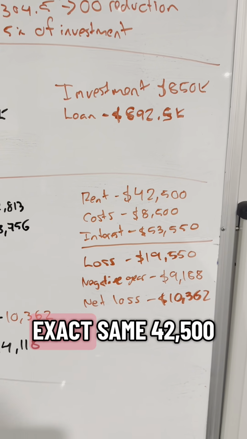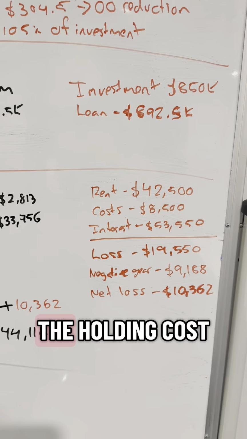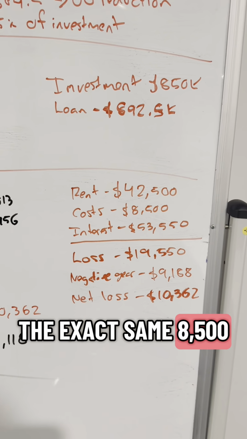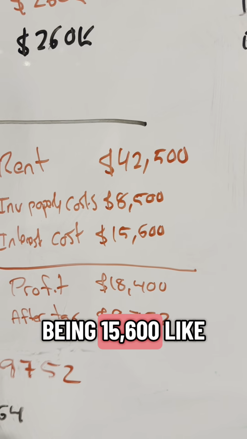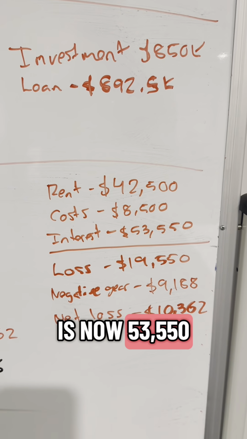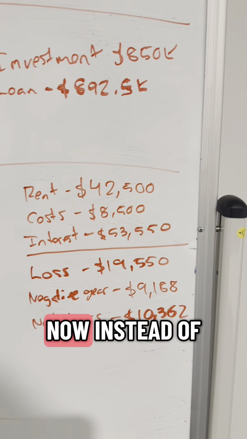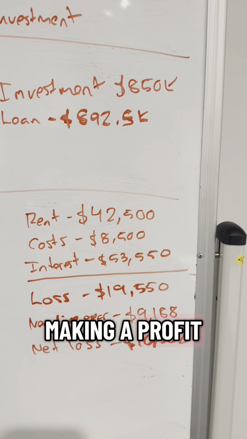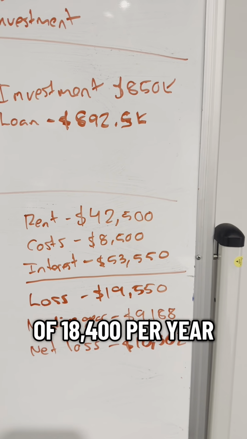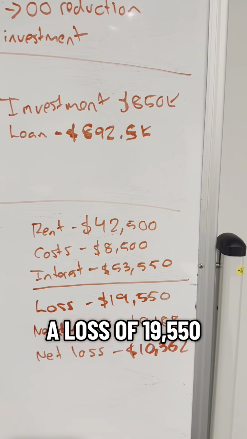Now, the rental return is the exact same, $42,500. The holding cost is the exact same, $8,500. But the interest cost, instead of being $15,600 like it was before, is now $53,550. The reason for that is because the entire purchase price, including the stamp duty, is borrowed, which means the entire amount is tax deductible. Now, instead of making a profit of $18,400 per year, this investment property is making a loss of $19,550.